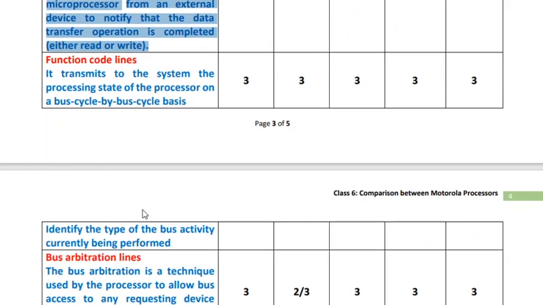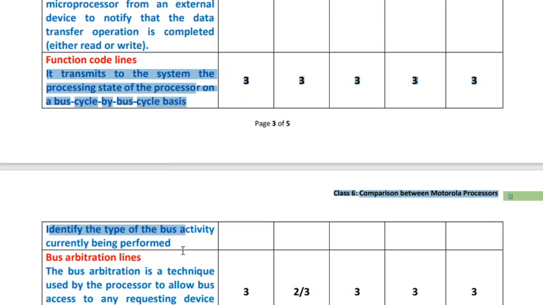Now next one is called function code line. The function code line transmits to the system the processing state of the processor on a bus cycle by bus cycle basis. So it identifies the type of bus activity currently being performed. That is the purpose of the function code line.